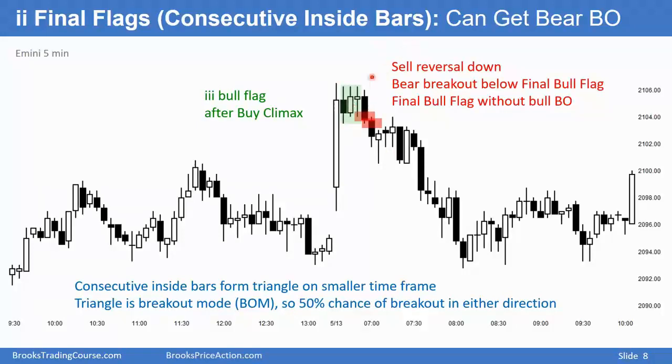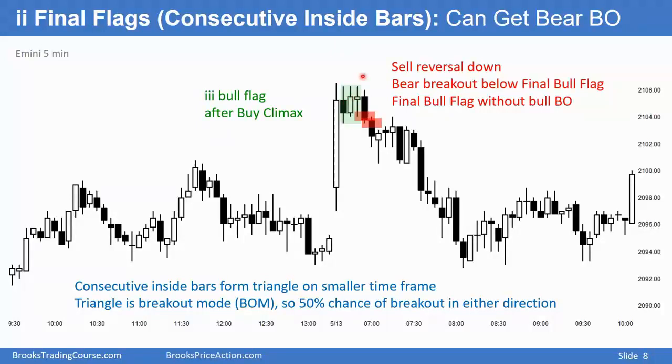If we did get the up move, because it's a triangle, it's a magnet, the up move usually does not get very far before it tries to reverse back down. Bears will sell below that II after a possible exhaustive biclimax. This is an II potential final bull flag. It was the final bull flag.